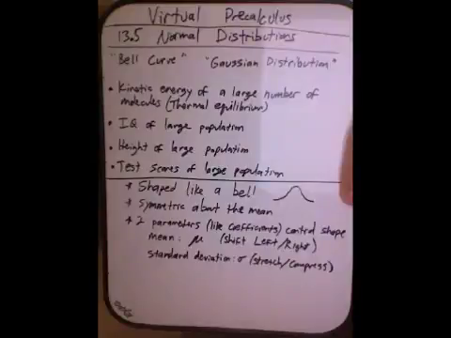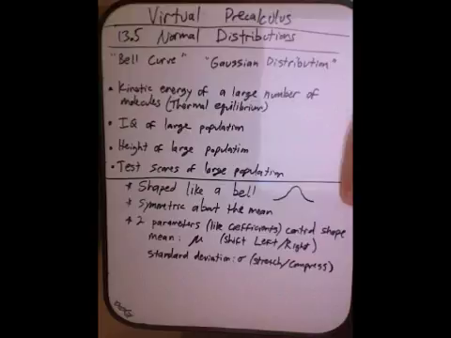Welcome back, Virtual Precalculus. This is the last section in Chapter 13 that we're going to work on, and it's about normal distributions. Normal distributions are a way to model many different kinds of natural phenomena. It's also known as the bell curve, which I'm sure you guys have heard of, and it can also be called a Gaussian distribution, named after the famous German brilliant mathematician Carl Friedrich Gauss.